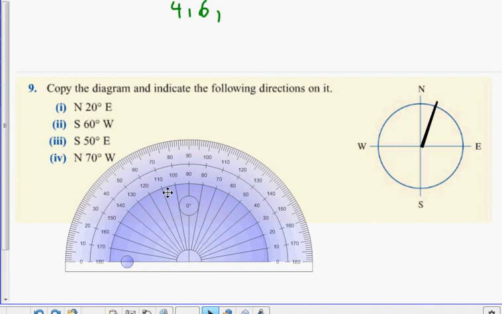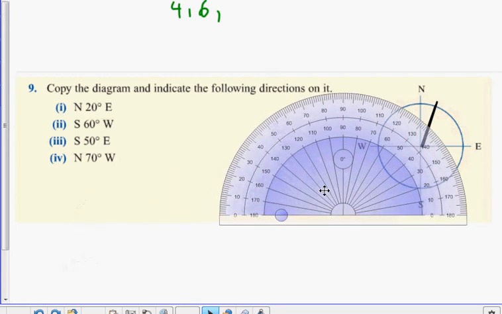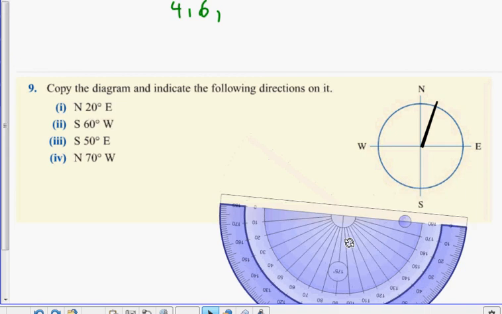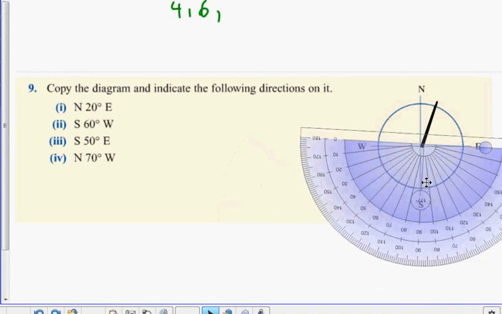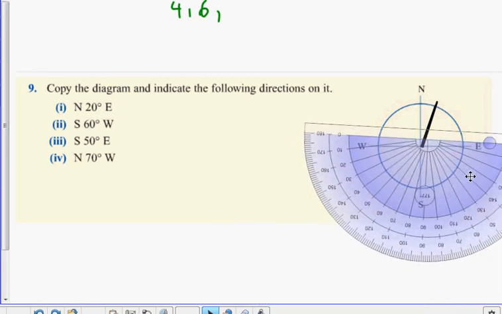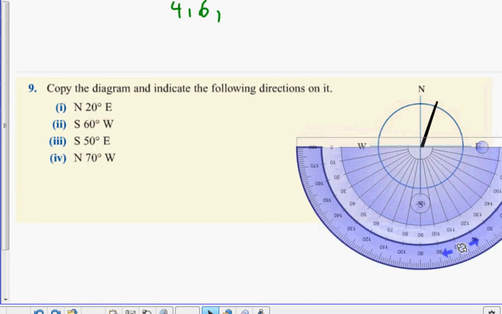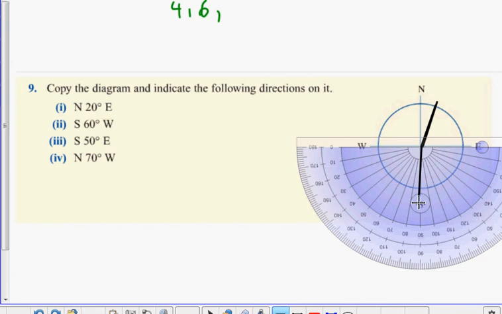Now, if I want to do another one like south 50 degrees east, I just turn it upside down like so. There we go. So south 50 degrees east would be you go south, and then you go left or right. Left is west. You're going 50 degrees east.